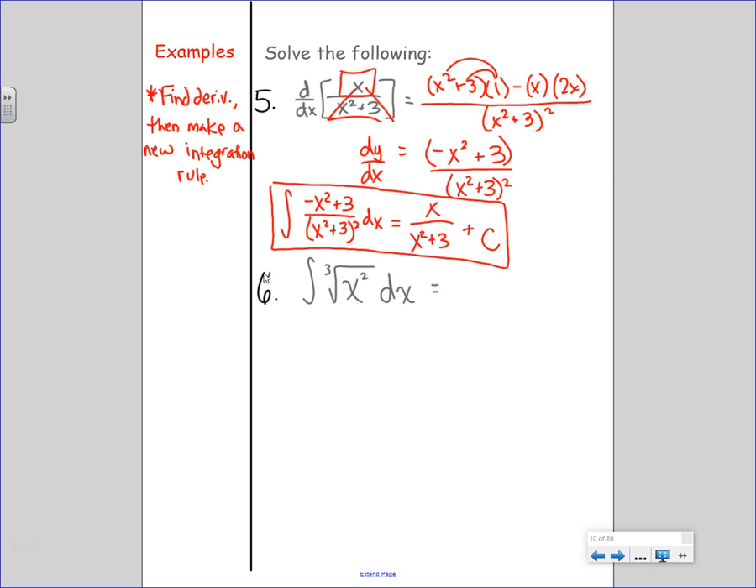Okay, number 6. Make up a rule? No. Rewrite it to fit one of your rules, because it must. It's in this section. What rule could it fit? Yeah, it could be power rule. I can change any radical to be a power. So it is going to be x to the, it's squared, so 2 is the big number. It's cube rooted, which means divide by 3. There you go. So you guys tell me what to do.